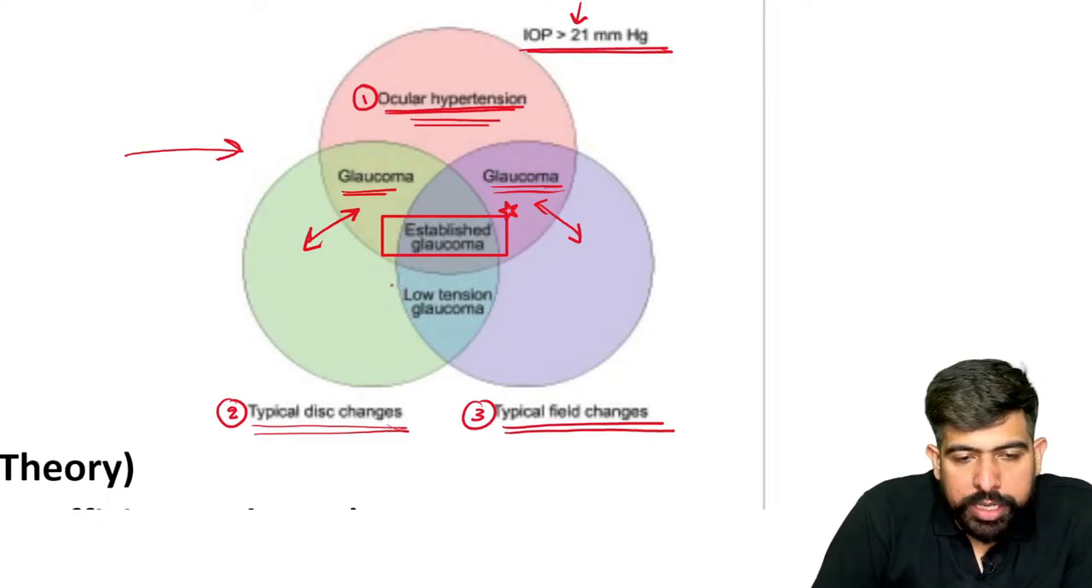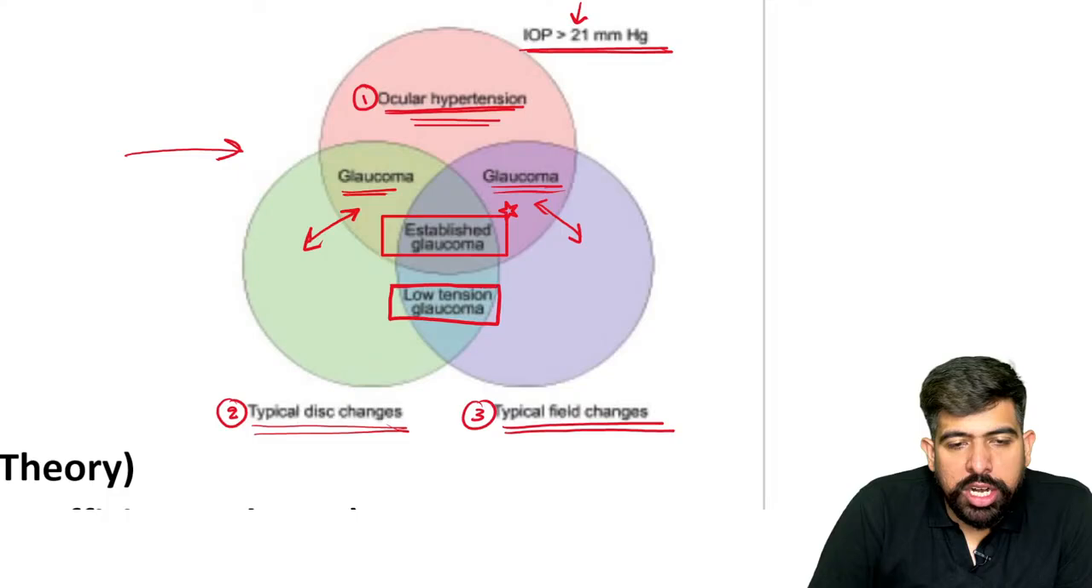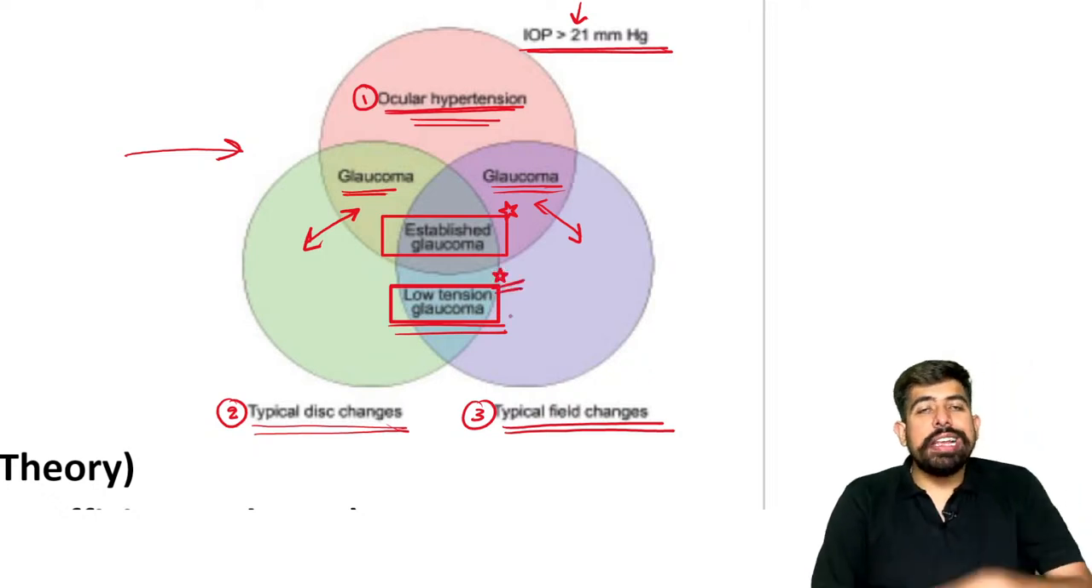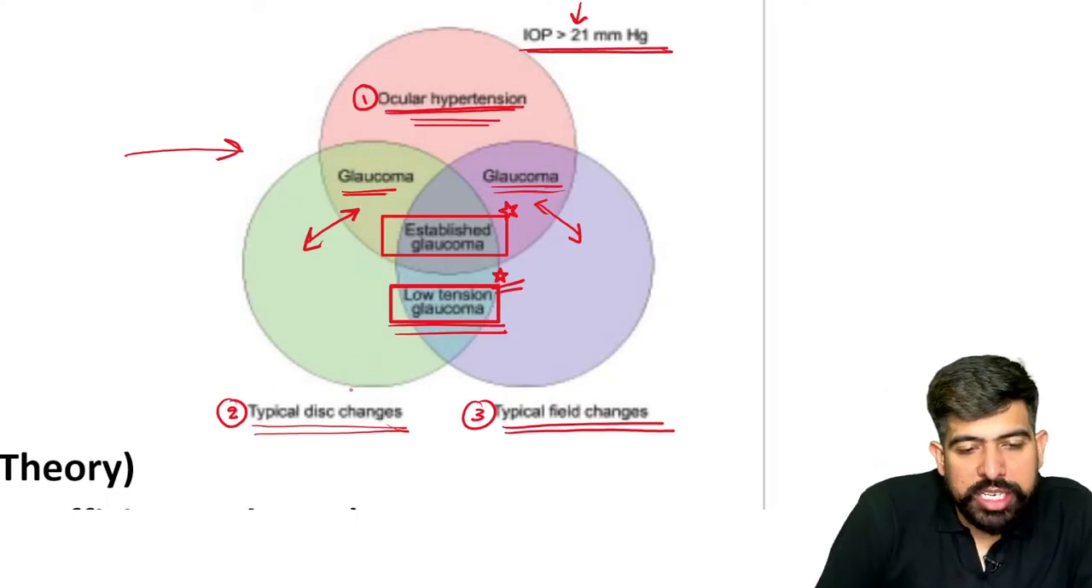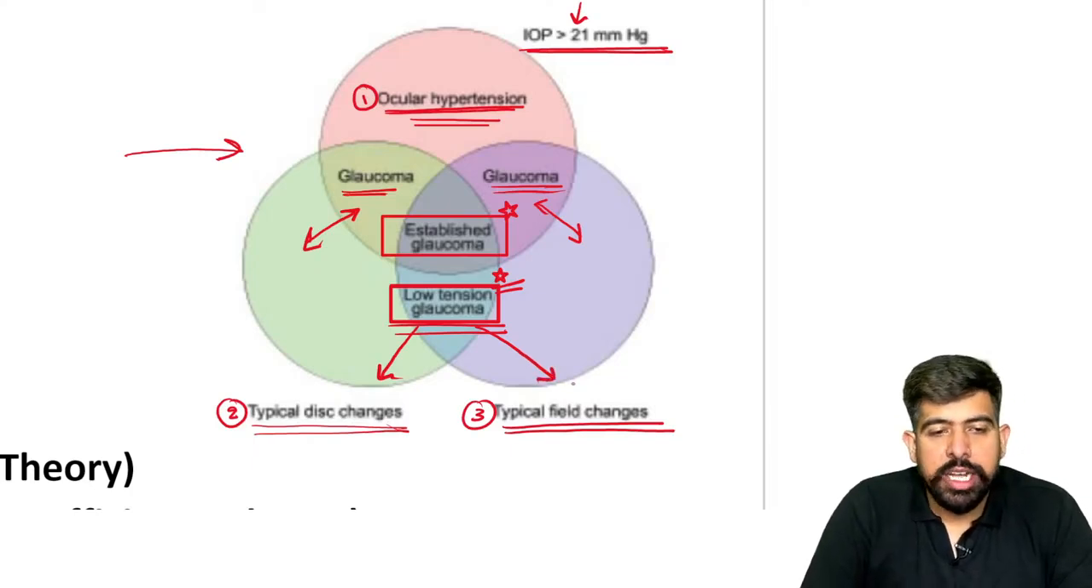But please remember about low tension glaucoma. What is the meaning of low tension glaucoma? If the intraocular pressure is less than 21 mmHg, but the patient has typical disc changes and typical field changes, that is known as low tension glaucoma.